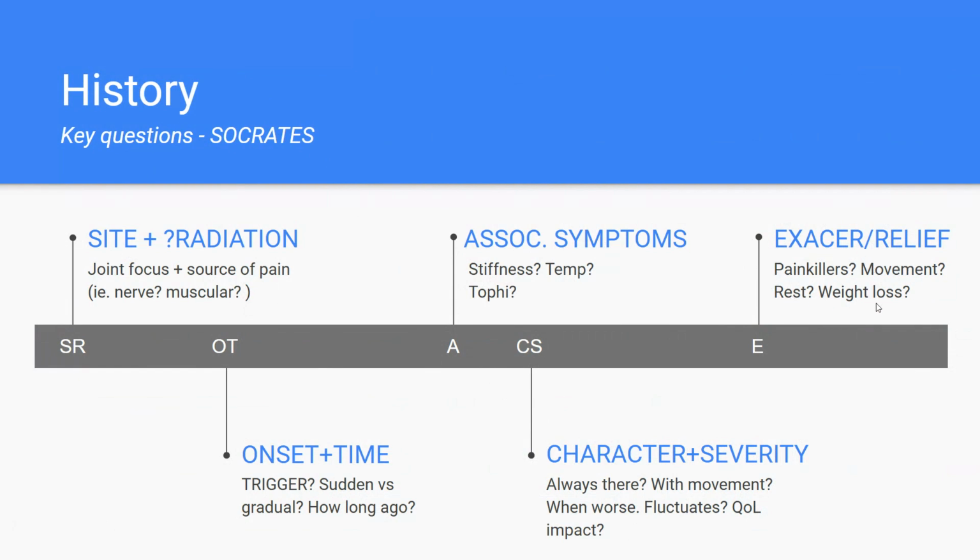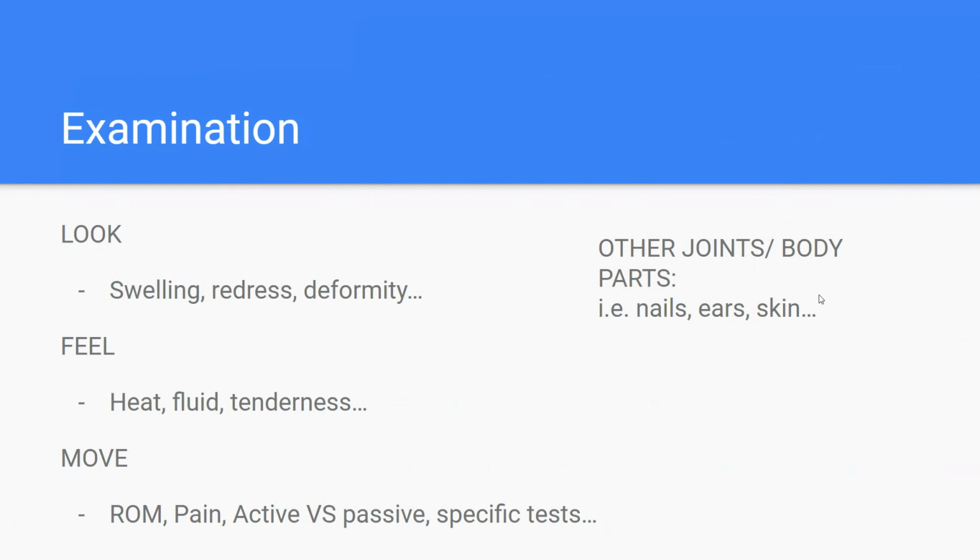And this helps you, again, rule in or out risk factors. So you're asking about exacerbating and relieving factors not only to help you with symptomatic management, but also to help you narrow your differentials. So, for example, if it's relieved by weight loss, it's most likely to be osteoarthritis. If it's relieved by movement, it's more likely to be a rheumatoid or an inflammatory condition. If it's more relieved by rest, it's more likely to be osteoarthritis. And again, we're going to talk about those in more detail in a second.